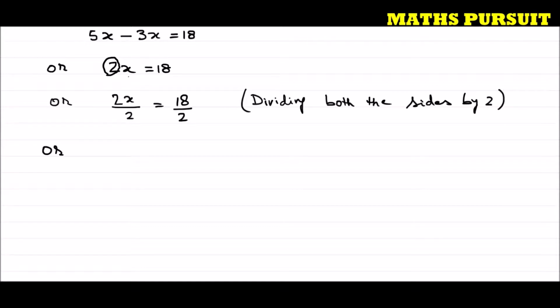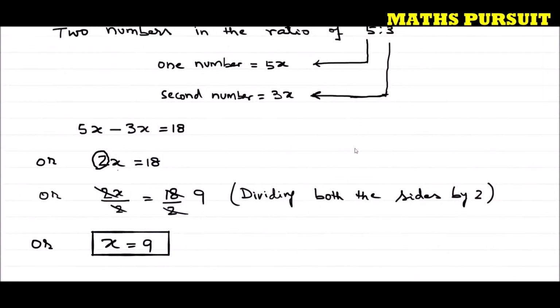Or I can write x is equal to 9. How 9? These two cancel out, and 2 nines are 18. So we got x is equal to 9. Now guys, this is what we got. Now let us look above.